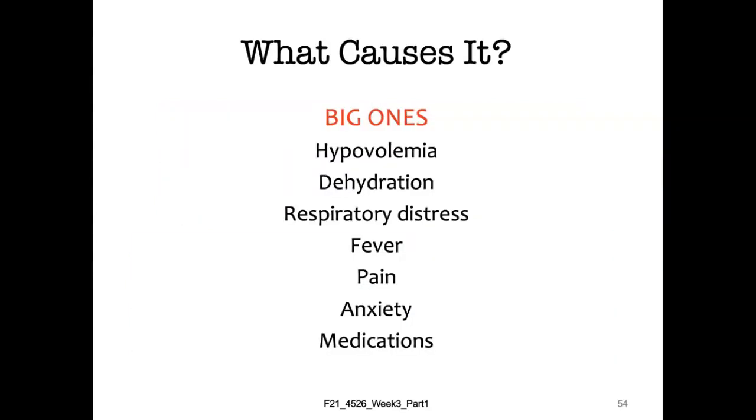So what causes it? Well, there's a lot of things that cause it, but the heart rate increases when there's an increased need for cardiac output. So it's a response mechanism for something that's going on within the body. Some of the things that could be a decreased blood volume, so hypovolemia, maybe they're dehydrated, so the heart's got to beat faster to get that cardiac output out. Respiratory distress, fever, pain, anxiety, and some medications. And so again, the heart rate increases when there is a need for increased cardiac output, and some of these are some of the causes.